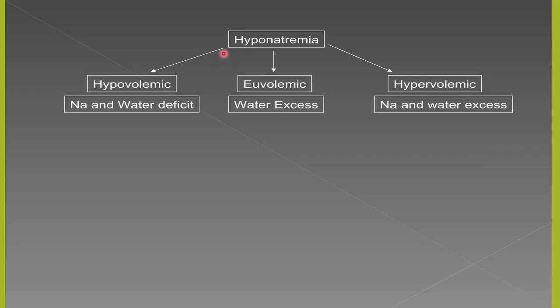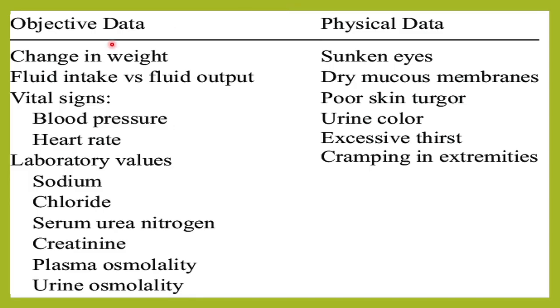Whenever there is hyponatremia, we need to assess whether the patient is euvolumic or hypovolumic or hypervolumic. How do we assess his total body water? We will see the change in the weight. We will see his fluid intake, fluid output, whether it is the same. We will see the blood pressure. We will see the heart rate.